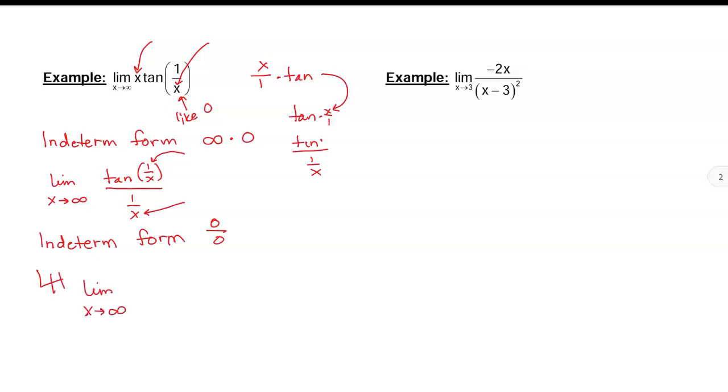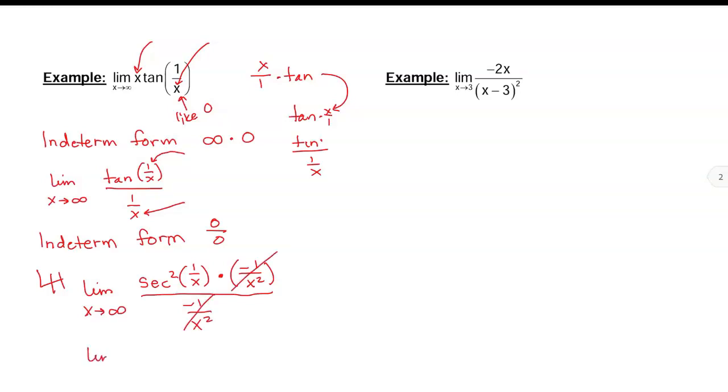The derivative of tangent is secant squared. So write secant squared of 1 over x. Then you're going to have to multiply by the derivative of 1 over x. The derivative of 1 over x is negative 1 over x squared. So we had to do chain rule there. And then the derivative of 1 over x, of course, is negative 1 over x squared. And yes, you can cancel those two fractions.